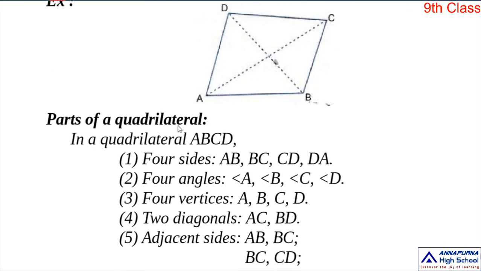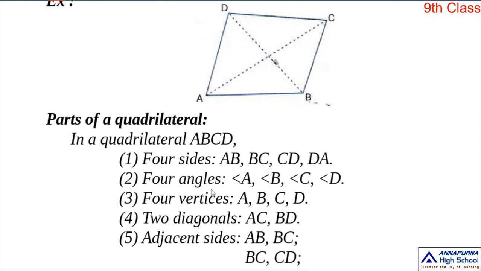Next, parts of a quadrilateral. In a quadrilateral ABCD, see the figure, the line segments AB, BC, CD, DA are four sides.